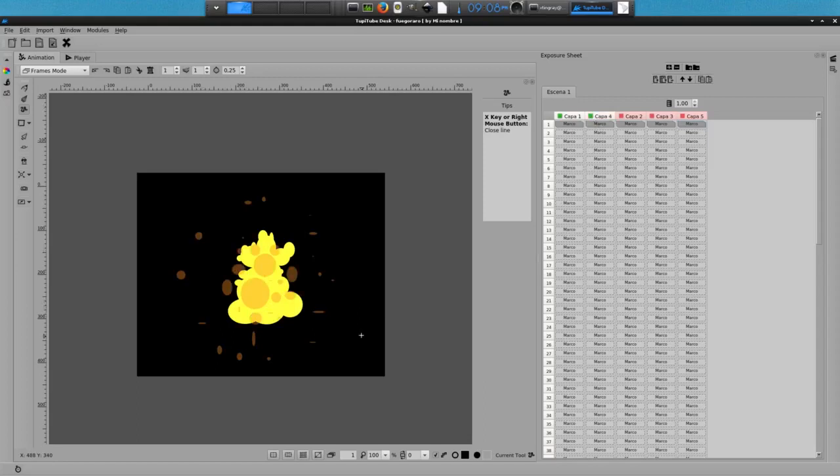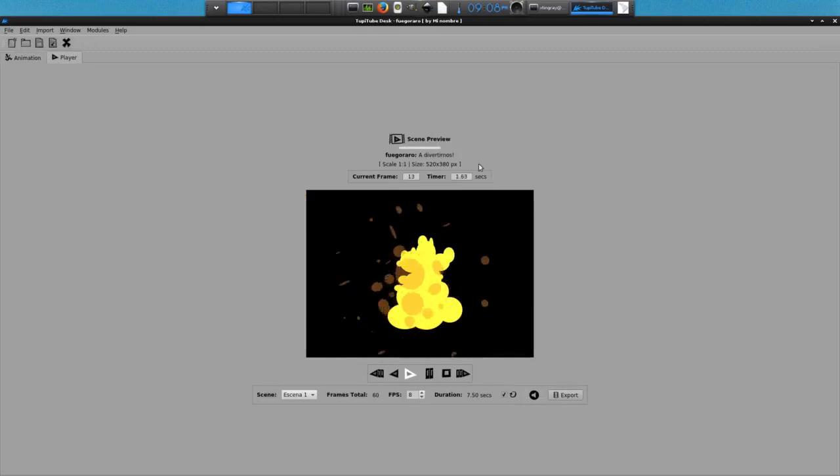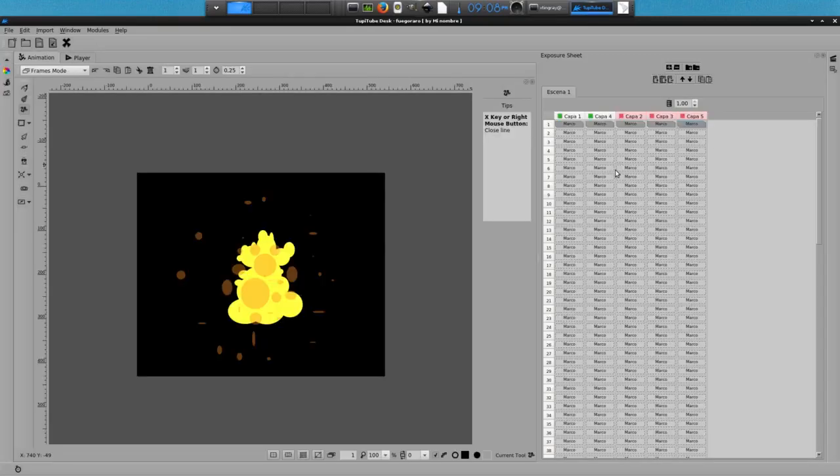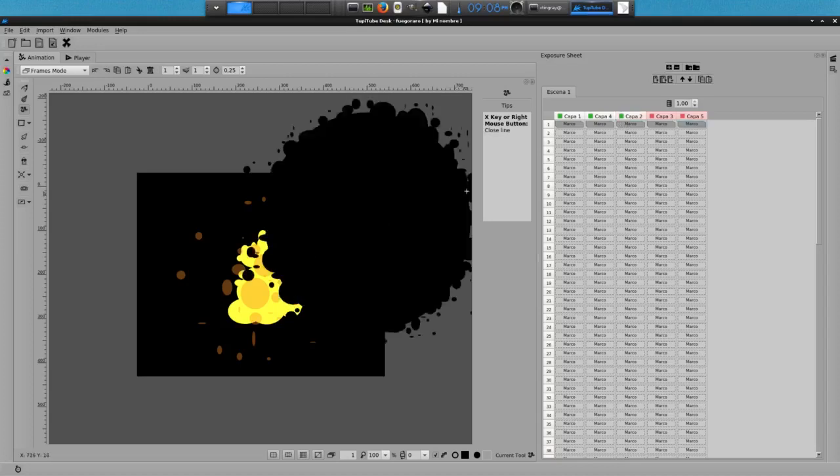Then, he added a rotation tween to that group. Take a look at the effect. At the third layer, he added a big black circle with the border full of irregular shapes, most of them small circles, and then he grouped them.